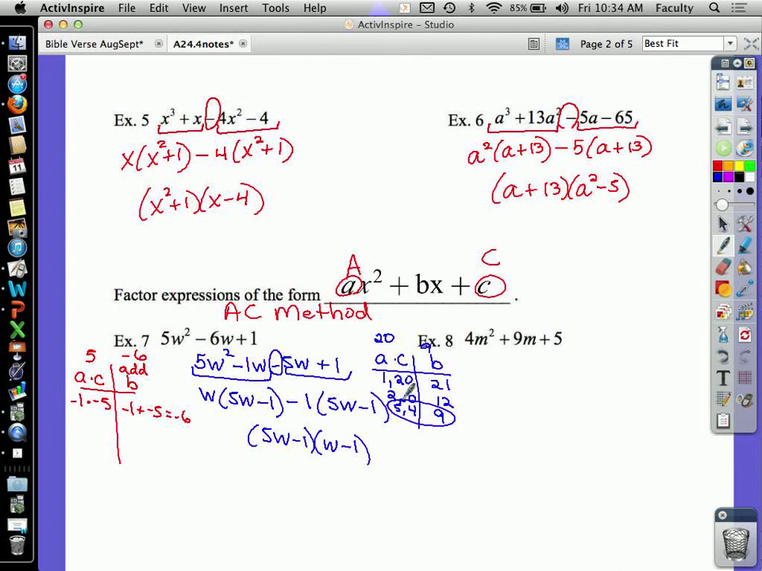So what I'm going to do is rewrite the middle term as 5m plus 4m. So let me restate it just to make sure as we're moving through this. The purpose of the AC method is to rewrite the middle term into two terms so we can factor by grouping. Okay, that's the purpose.